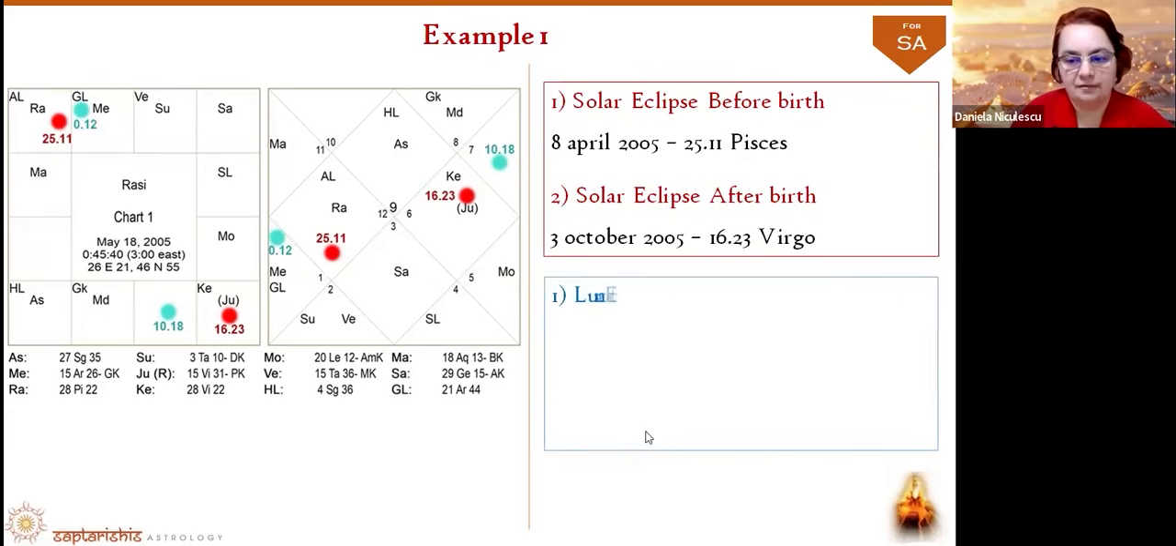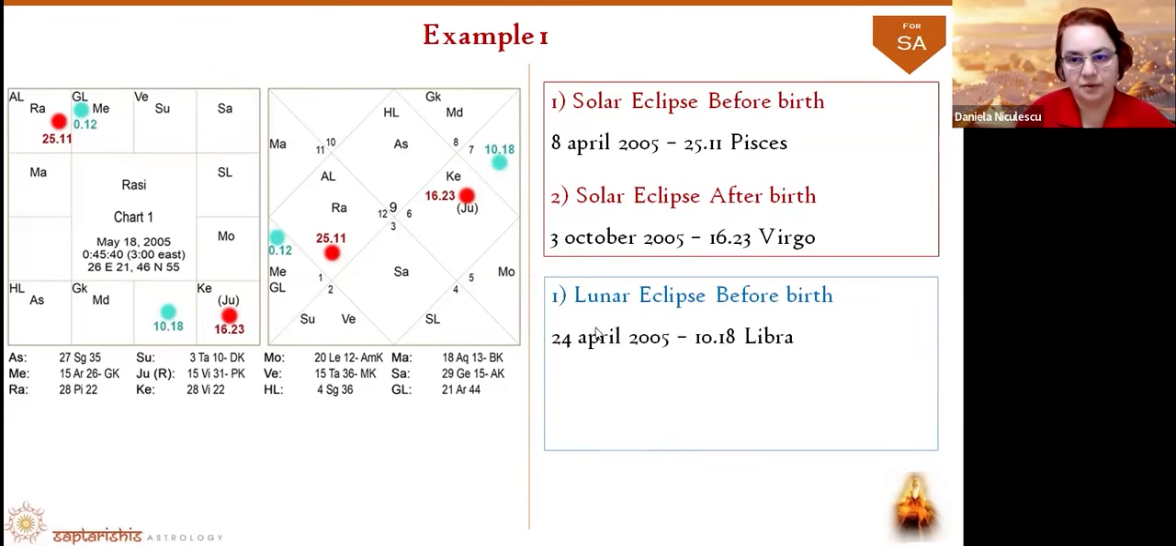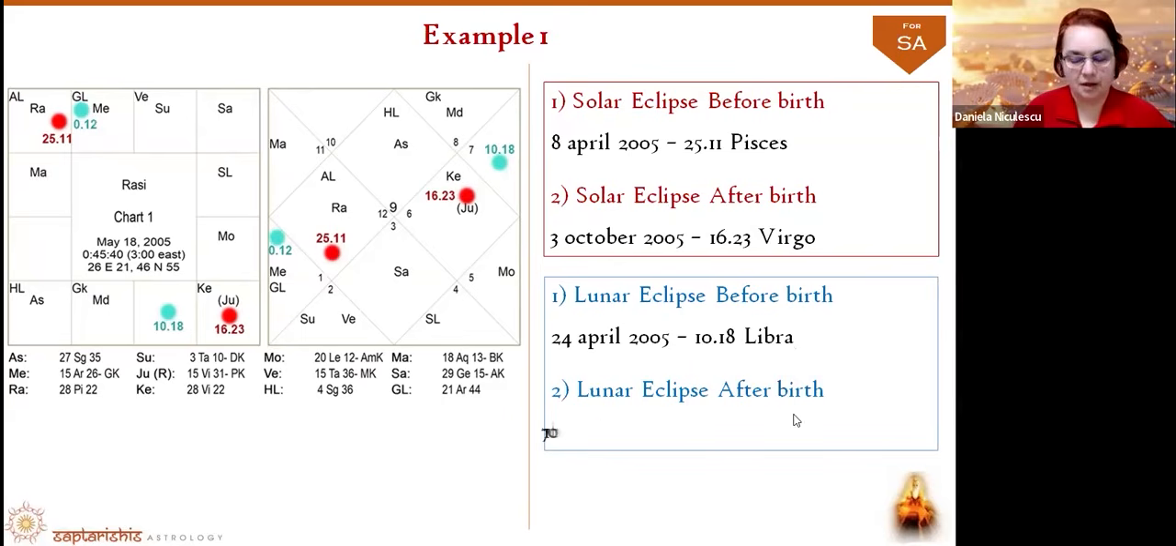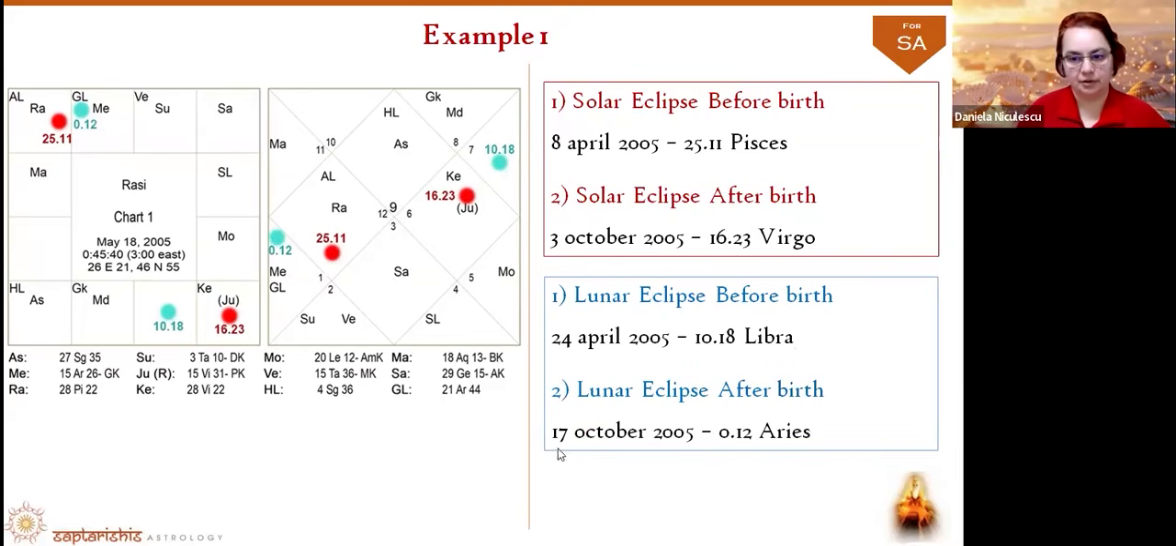And then I did the same for the lunar eclipse, over here in light blue, 24th of April at 10°18' Libra. And I took a note over here for your easy reference. And then the lunar eclipse after his birth, which occurred on October 17th at 0°12' Aries. So this is a tricky point over here. It's a Gandanta point.